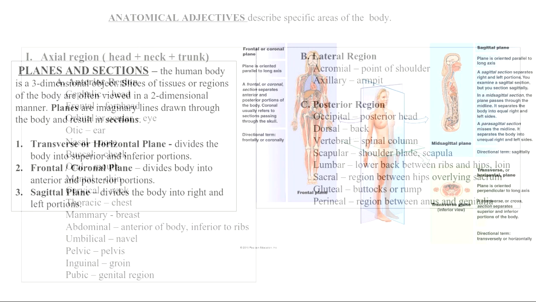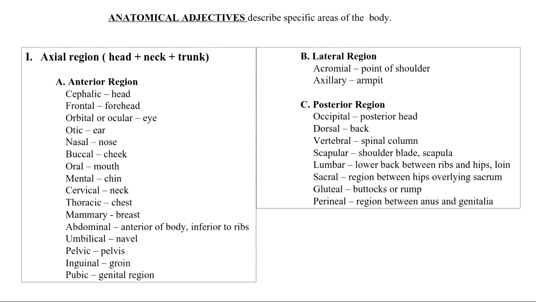Then we have a lot of anatomical adjectives. As I was saying before, of course, you all know where the ear is or the nose is or the cheek, etc. But now we'll be using an anatomical term to describe those regions. Instead of saying the head, now we're saying cephalic. Instead of saying the ear, we're saying otic. Instead of saying the neck, we're saying cervical. Instead of saying the lower back, we're saying lumbar, etc.